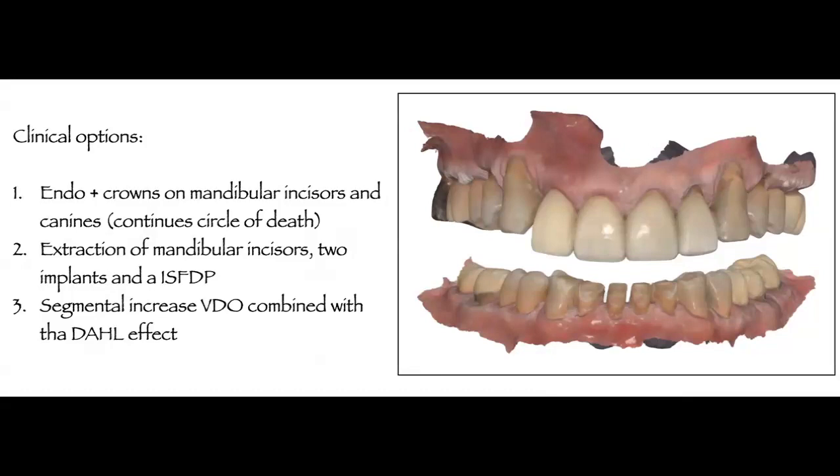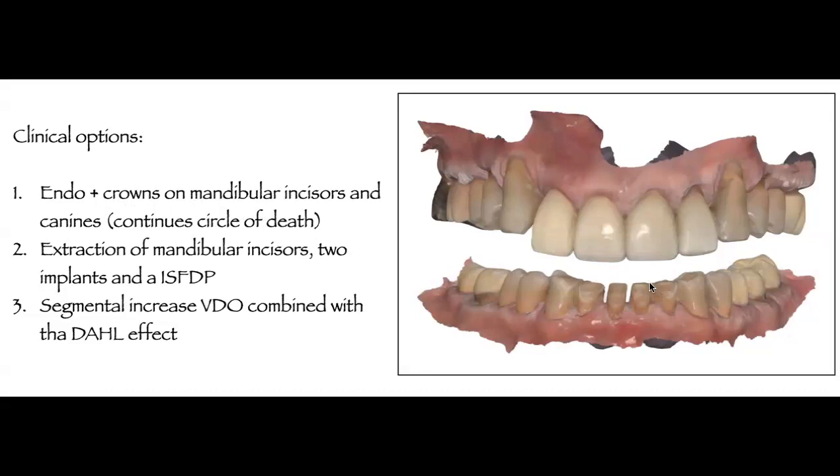But option number one, in my mind, would be root canal treatment on all these mandibular incisors, due again to the closeness of the pulp chamber of these teeth with the oral environment. Very thin remaining dentin thickness on top of that pulp chamber. So root canal treatment and crowns, I'm sorry, on all mandibular incisors and canines. And this would be to reestablish that envelope of function.